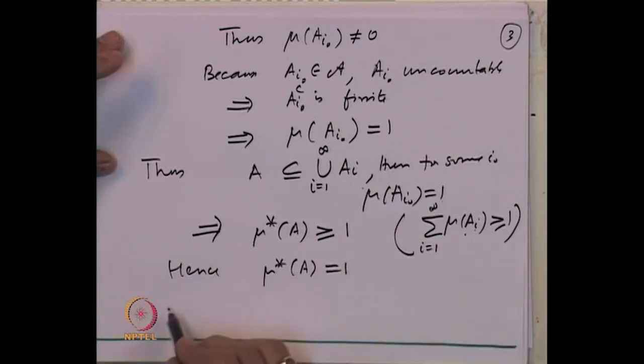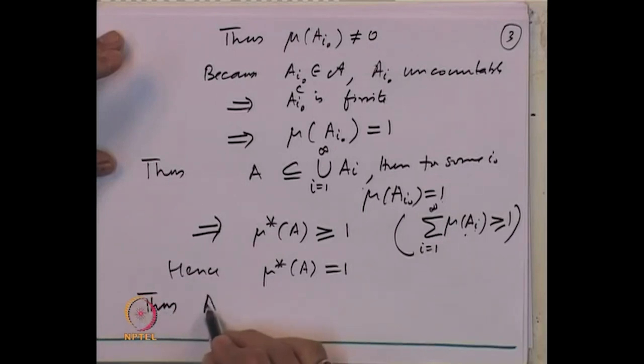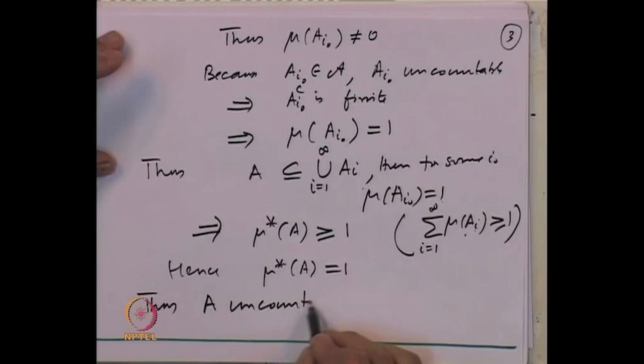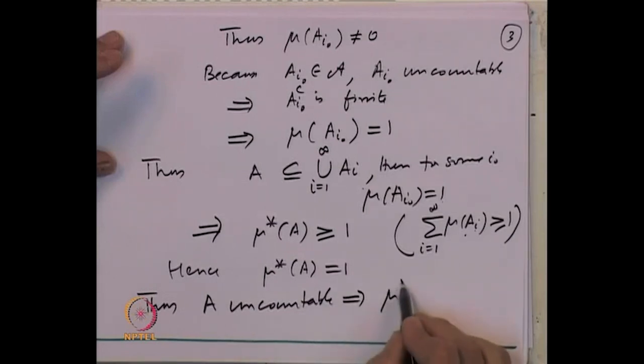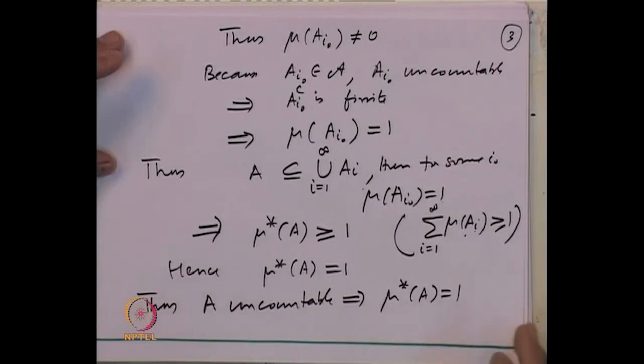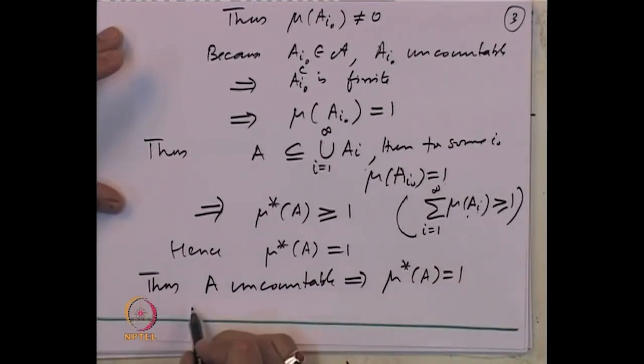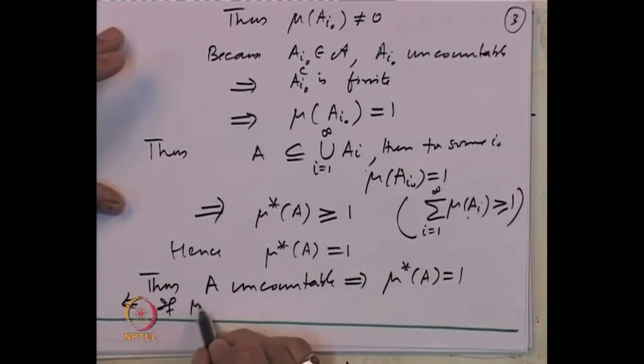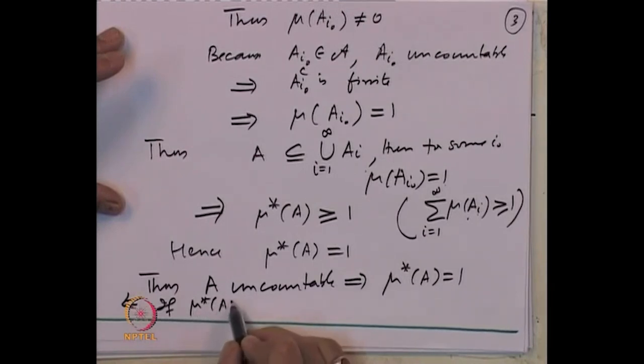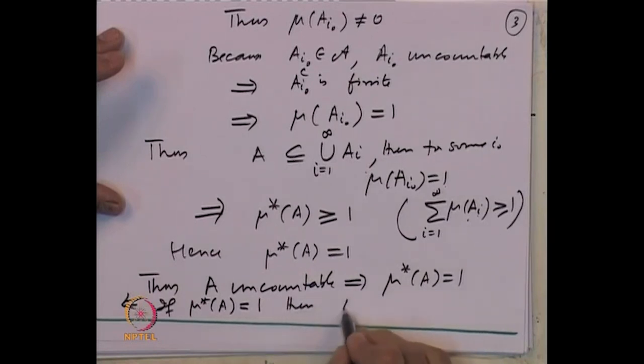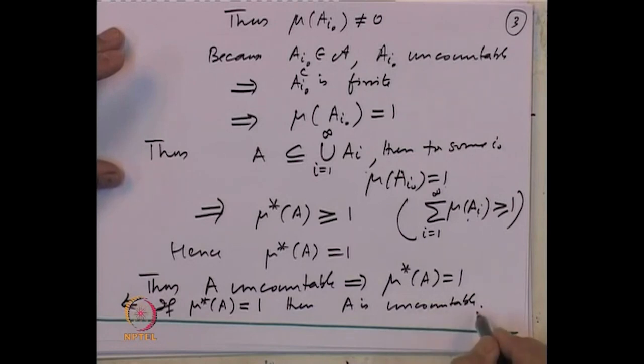So we have proved that A uncountable implies mu star of A is equal to 1. And the converse is obvious, because conversely, if mu star of A is equal to 1, then A is uncountable, because for countable sets we have already shown mu star of A is equal to 0.